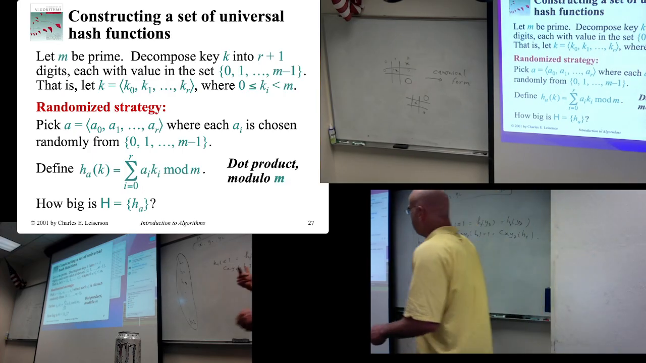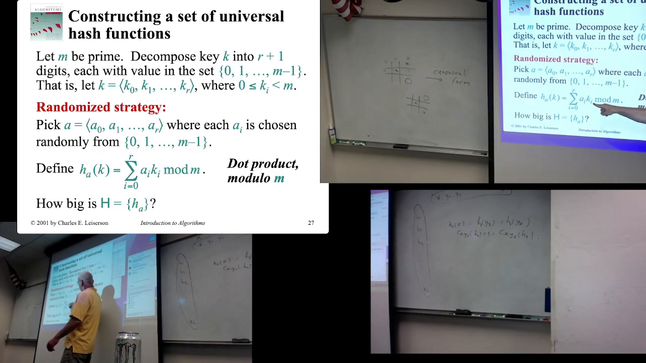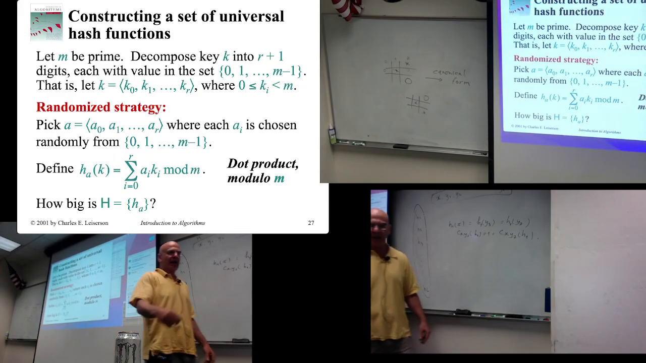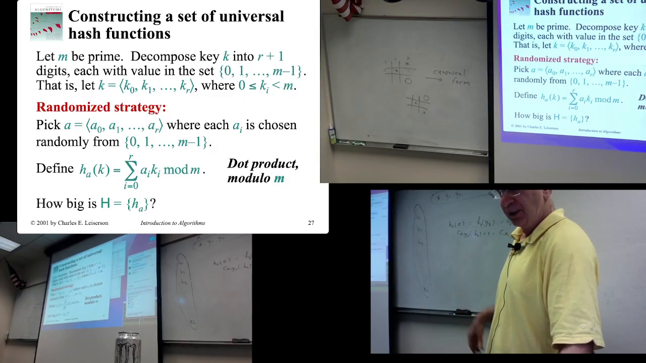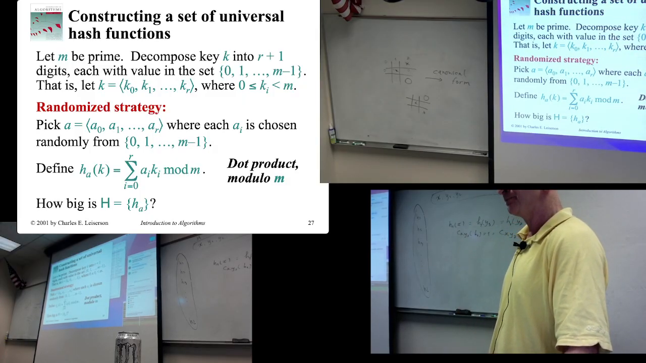How many bad functions do you have? Well, if you have 2 keys and you want the 2 keys to be equivalent, you can pick A1, you can pick A2, you can pick A3, all the way up to AR, and you still have one constant A0 that you can pick. And to create a collision, there is only one value of A0 that will be bad for you. Just equivalent to one bad value of alpha.